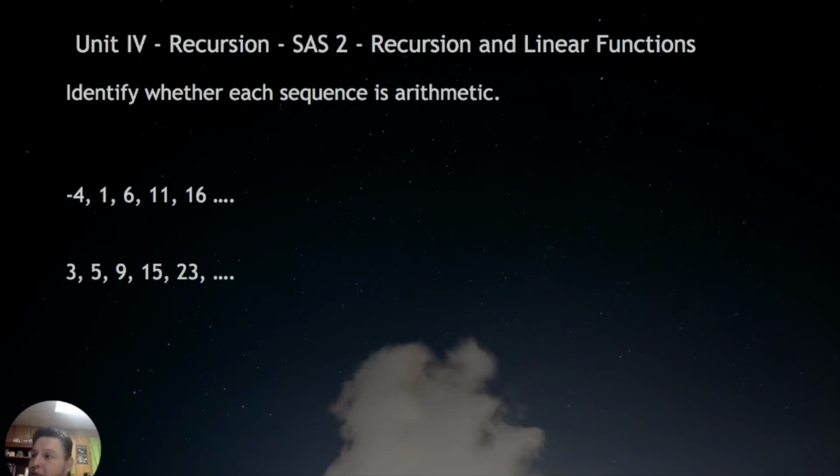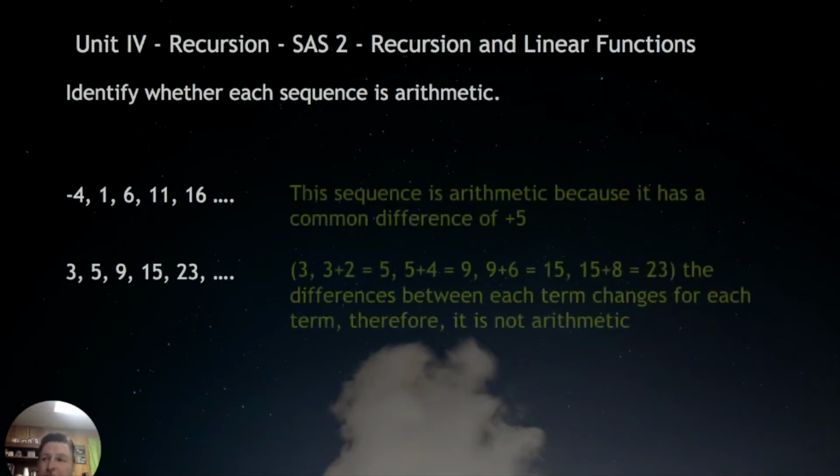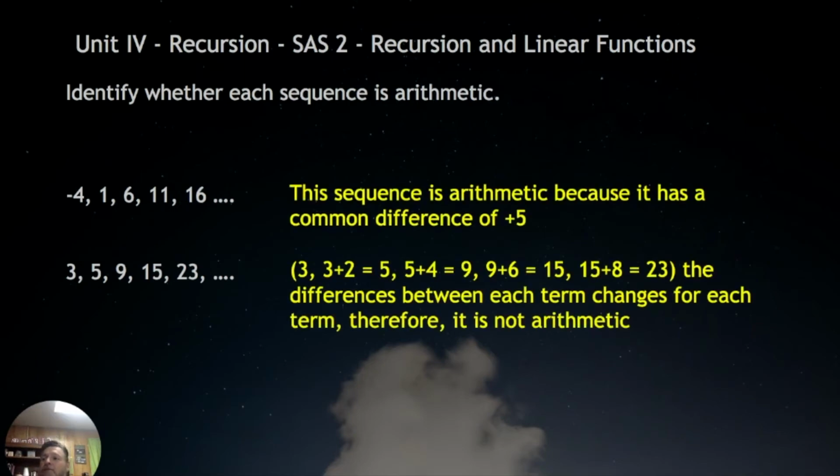How about this next one? 3 plus 4 is 5. 5 plus 4 is 9. 9 plus 6 is 15. 15 plus 6 is 23. The first two sequence differences are the same, but the next two are not. So we're looking at something that does not have a common difference. So the first one is arithmetic because it has a common difference of plus 5. The differences between each term change, therefore it is not arithmetic.